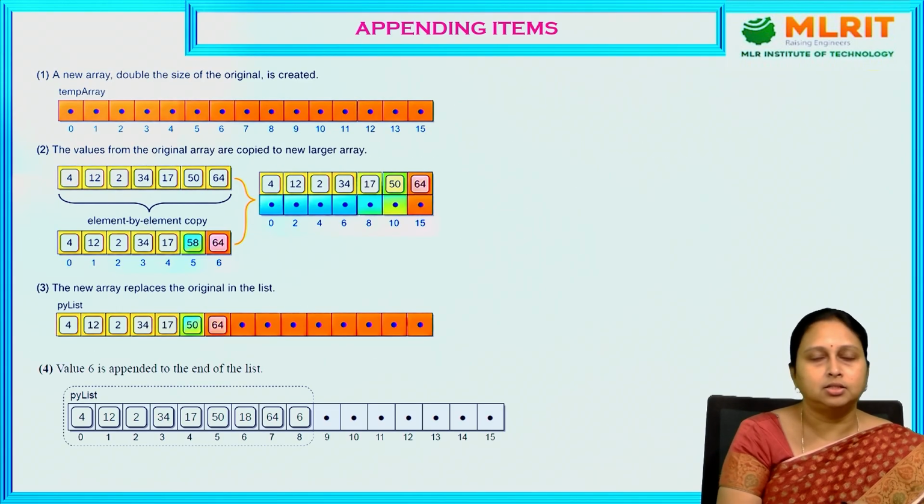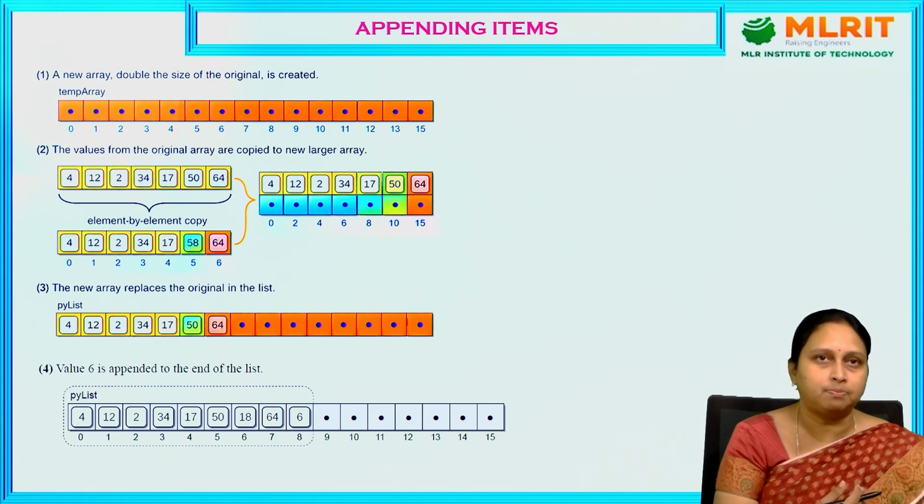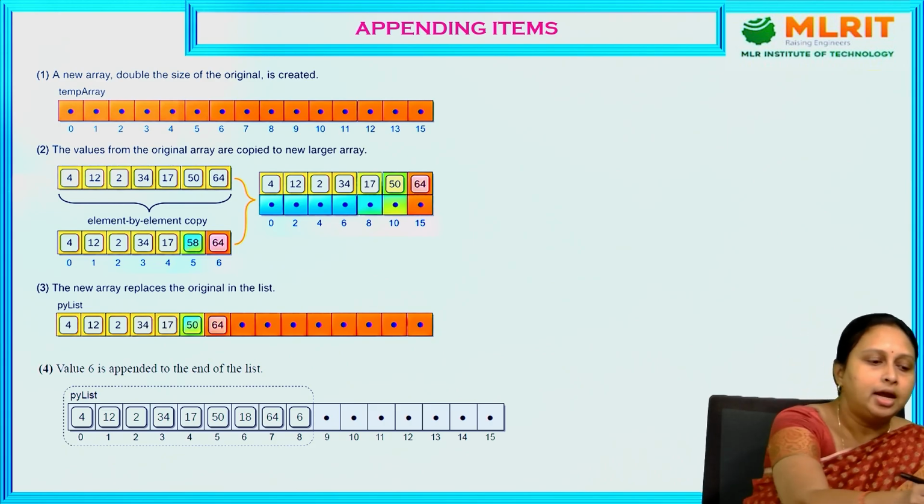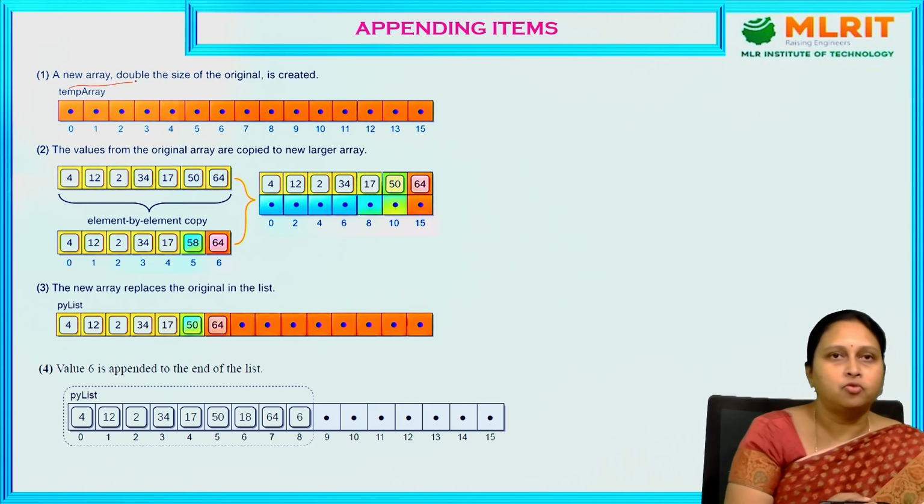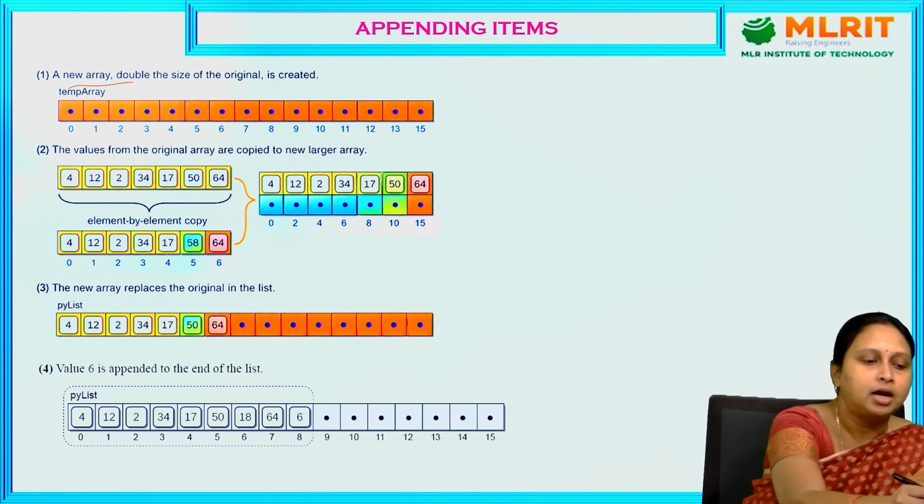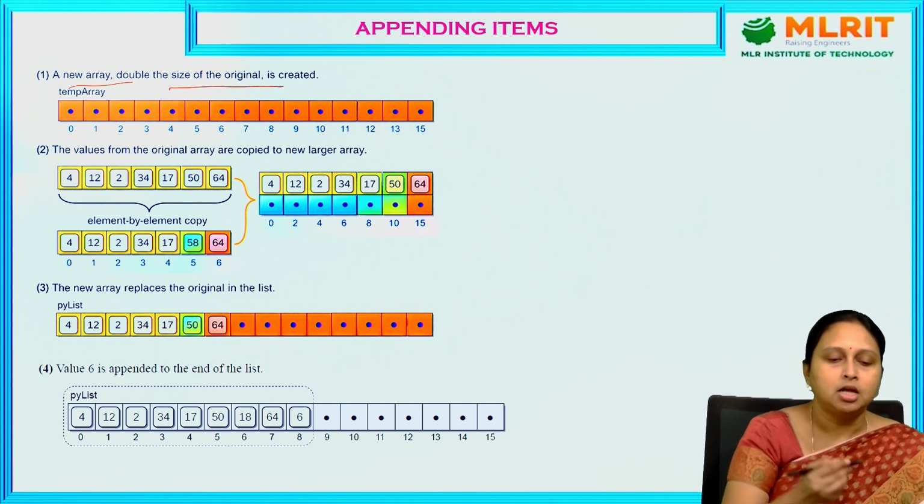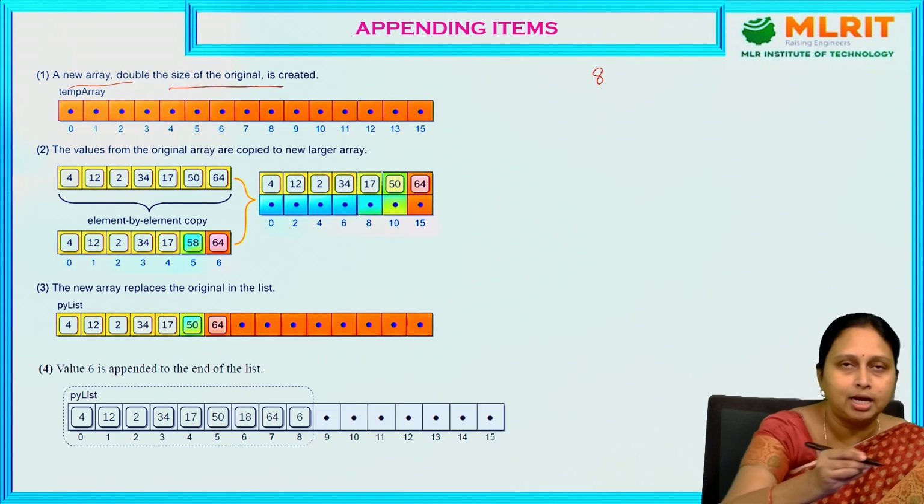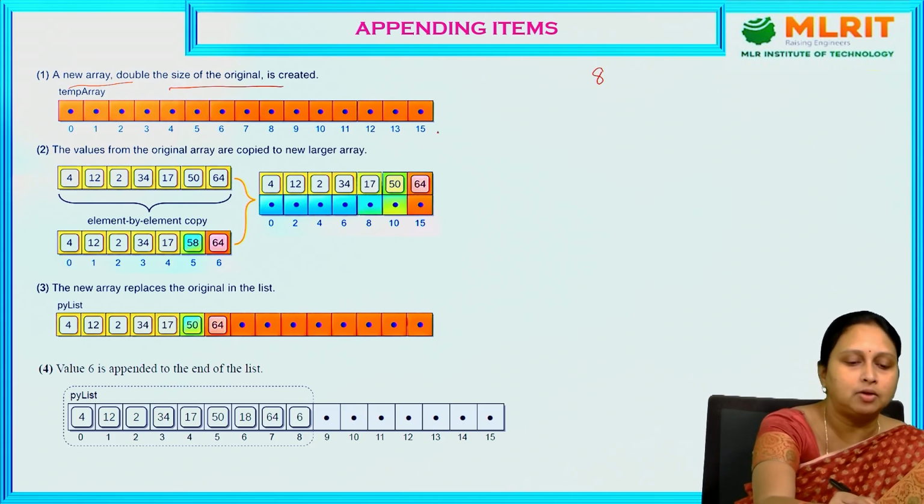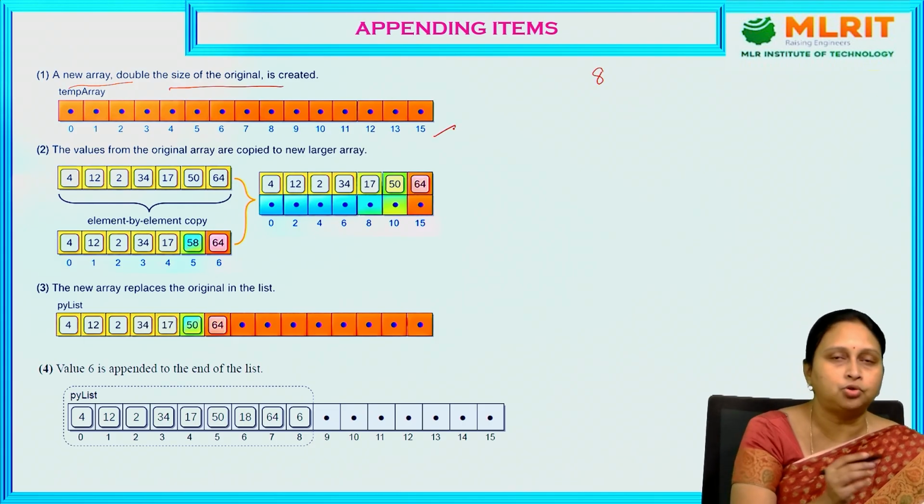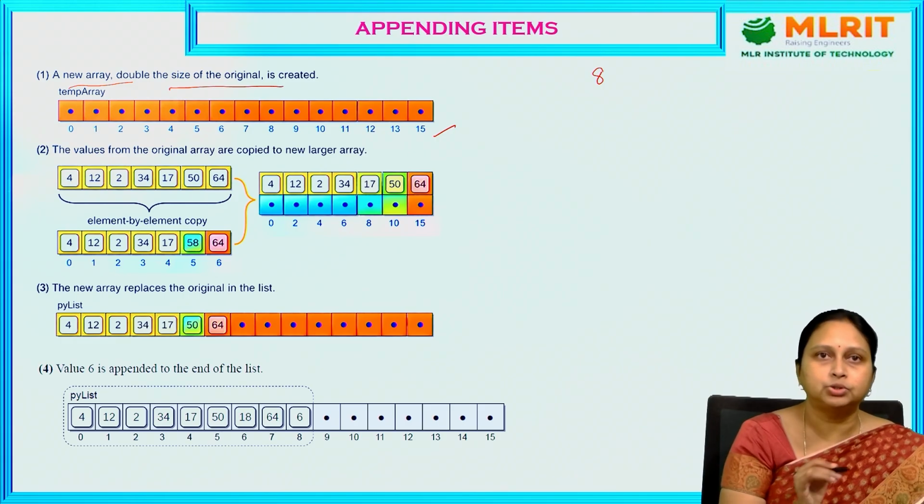Let us see the steps we have discussed, placed with a diagrammatic representation. First step is what? We need to have a new array, double the size of the original length, that is created. That means previously the capacity is 8, now double the size means totally we are going to have 16, that is a 0 to 15 length array is going to be created.